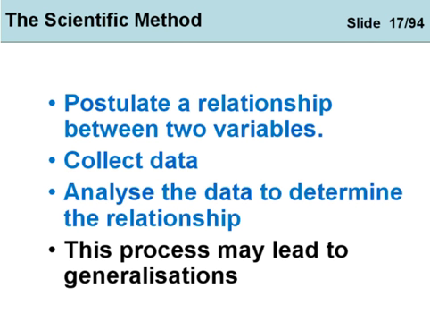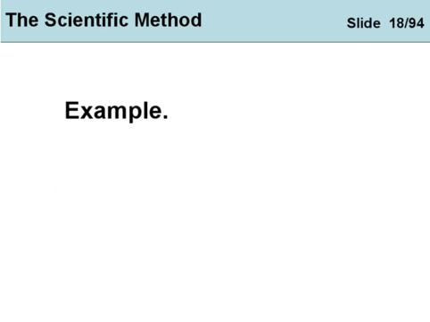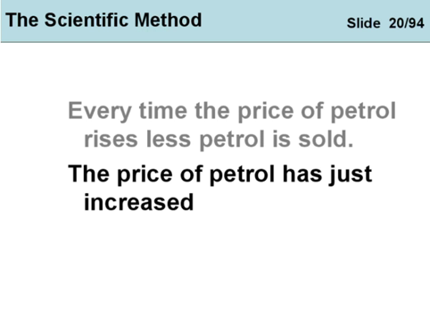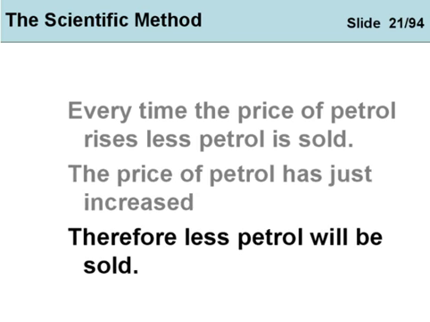Let's take an example. Let's take one from economics. Every time the price of petrol rises, less petrol is sold. Now, let's say that the price of petrol has just increased. Therefore, less petrol will be sold. That's straightforward. Every time the price of petrol rises, less petrol will be sold. The price of petrol has just increased. Therefore, less petrol will be sold.